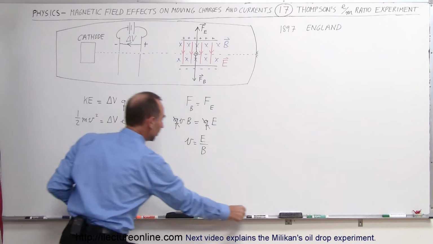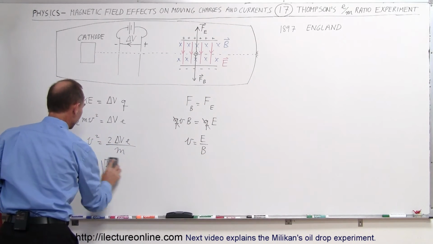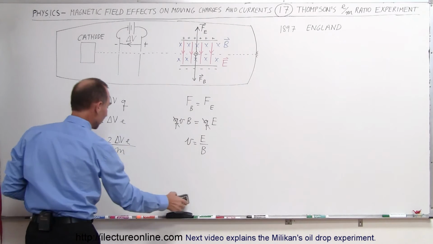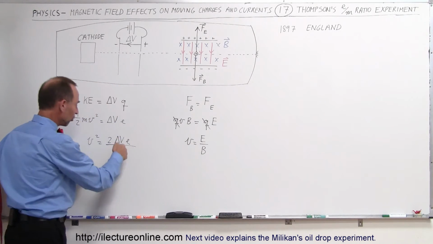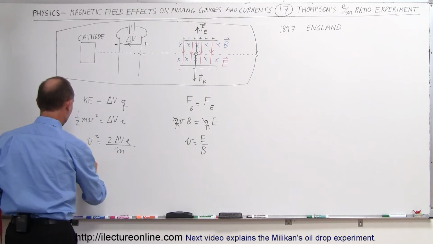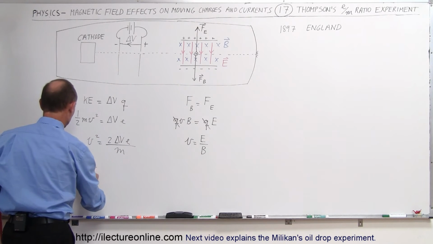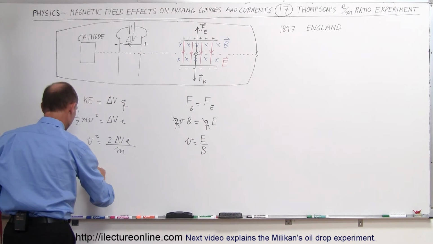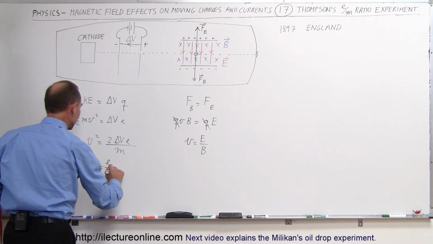Actually, you know what I want to do? Probably not the right thing to do this. What I'm trying to do here is set up the ratio of E to M. So let me solve this equation for E over M and move the 2 times the potential difference over here, so I can say that V squared divided by 2 times the potential difference, delta V, is equal to the ratio of E divided by M.